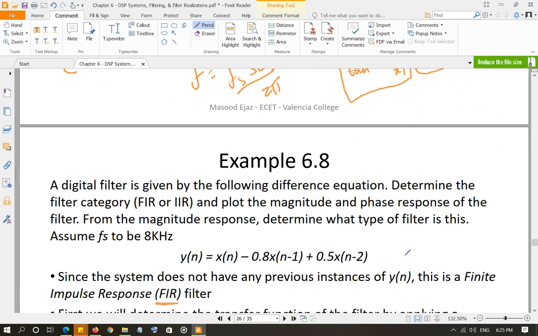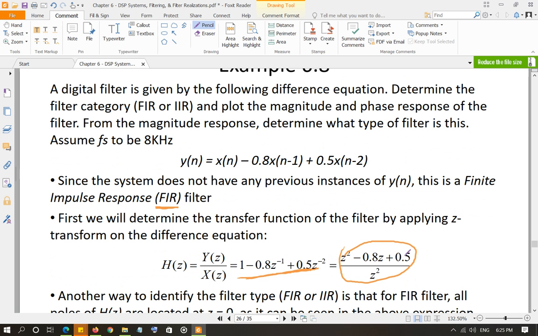Let's look at an example. This is a filter. Difference equation is y[n] = x[n] - 0.8 x[n-1] + 0.5 x[n-2]. Now, since there is no previous instance of y, it is an FIR filter, finite impulse response filter. So the first thing you're going to do is take the z transform of both sides, and you're going to calculate what is H(z).